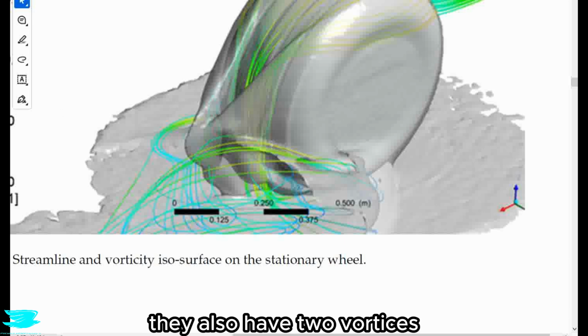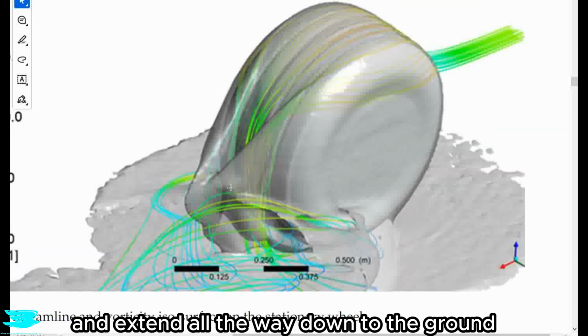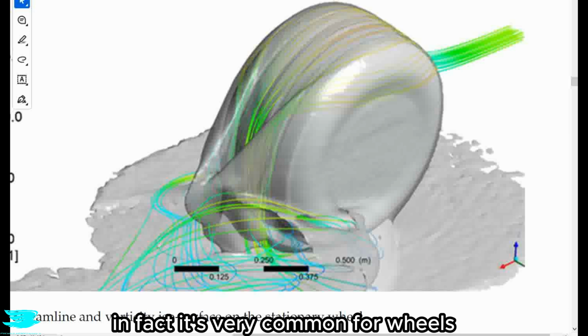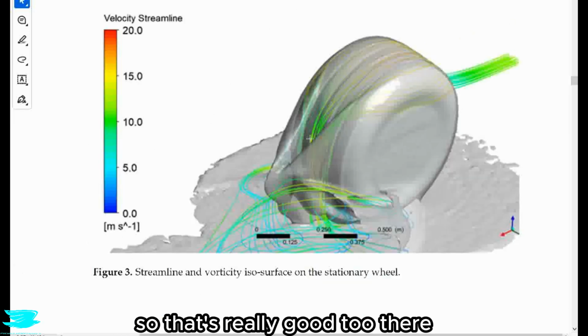They also have 2 vortices forming over the rear of the wheel and extend all the way down to the ground. That's pretty common as well. In fact, it's very common for wheels. So that's really good too there.